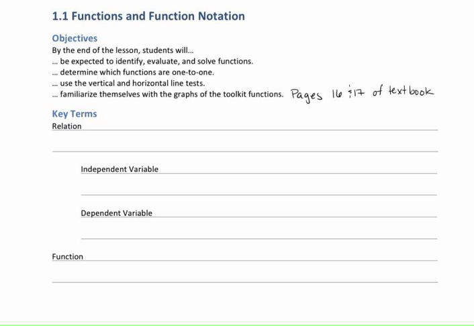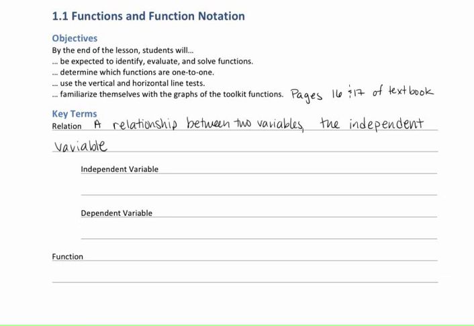Let's start by defining a relation. A relation is a relationship between two variables. The independent variable and the dependent variable.